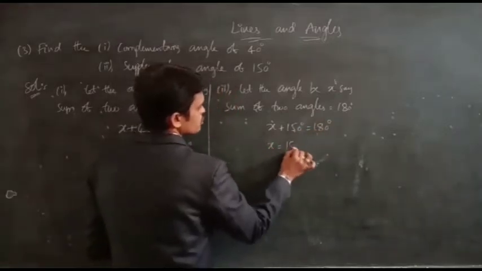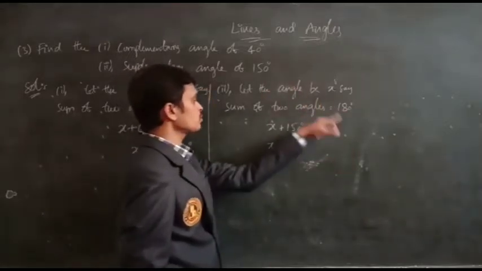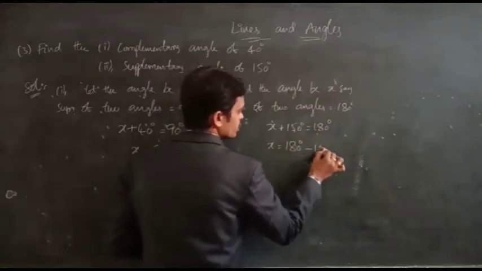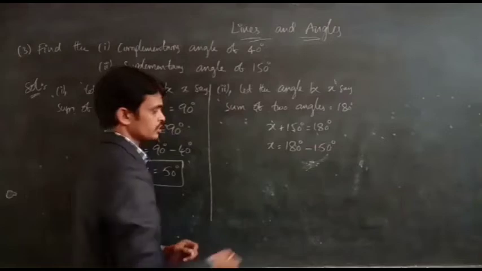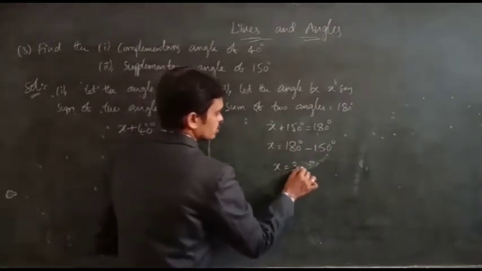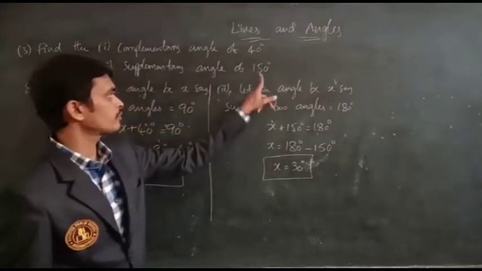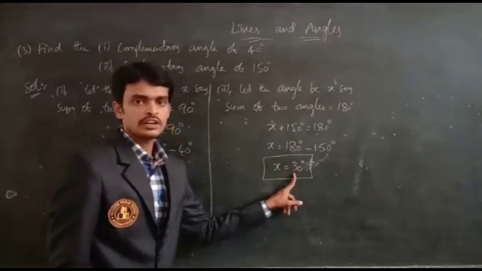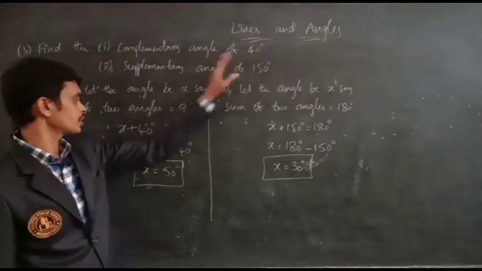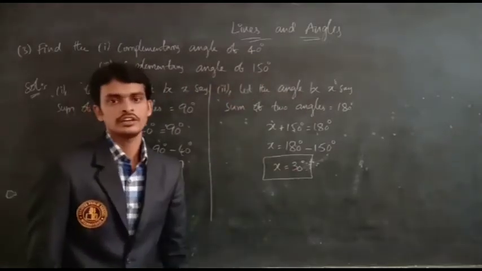Now x is equal to 180, same, transpose plus 150 from LHS to RHS, then plus becomes minus, it is 150 degrees. Now x is equal to 180 minus 150, 30 degrees. Then the supplementary angle of 150 degrees is how much? 30 degrees. Like this we have to find out: the complementary angle of 40 degrees is 50 degrees, and the supplementary angle of 150 degrees is 30 degrees.